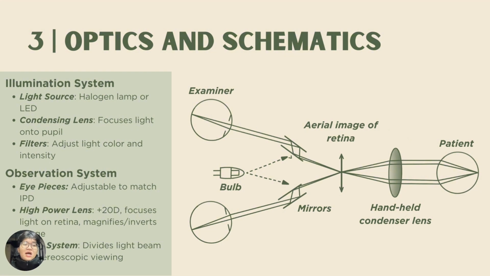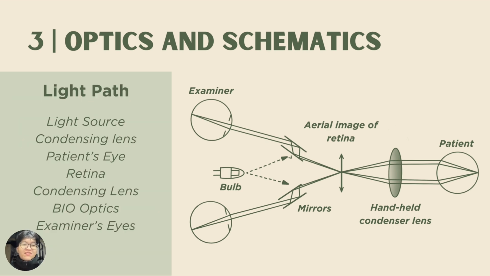A high-powered aspheric lens, typically positive 20 diopters, is positioned at its focal length from the patient's eye, focusing the light on the retina and magnifying and inverting the retinal image to create a real image. The BIO's optic system employs mirrors or prisms to split the light beam into two separate beams, enabling stereoscopic viewing.